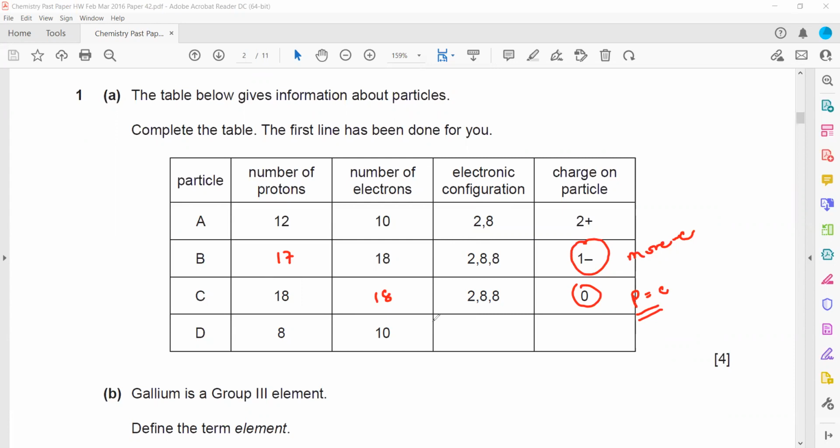There are 8 protons and there are 10 electrons, so 2 electrons are extra. So we can say -2 or you can say 2 minus. That's the same thing, it does not make a difference. So if protons are more, it will be positively charged. If electrons are more, it will be negatively charged.